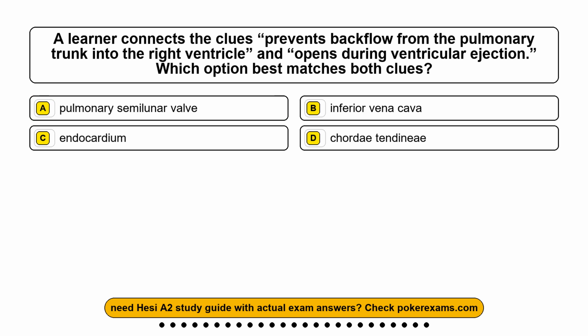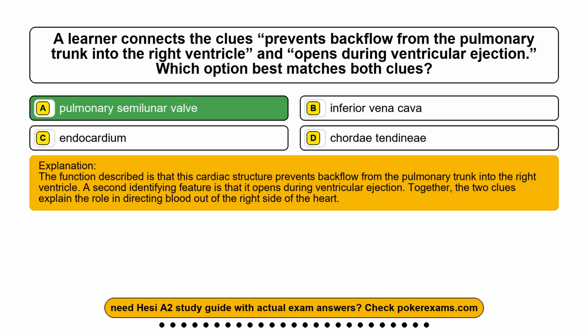Question 7. A learner connects the clues: prevents backflow from the pulmonary trunk into the right ventricle and opens during ventricular ejection. Which option best matches both clues? Option A, pulmonary semilunar valve. Option B, inferior vena cava. Option C, endocardium. Option D, chordae tendineae. The correct answer is option A, pulmonary semilunar valve.